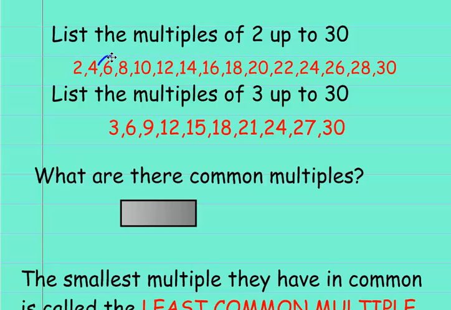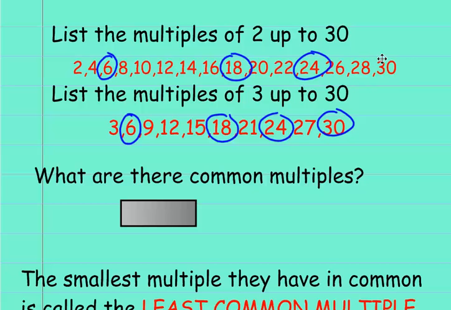They've got 6 in common. They've got 12 in common, 18 in common, and 24. And 30. So these are all my common multiples.